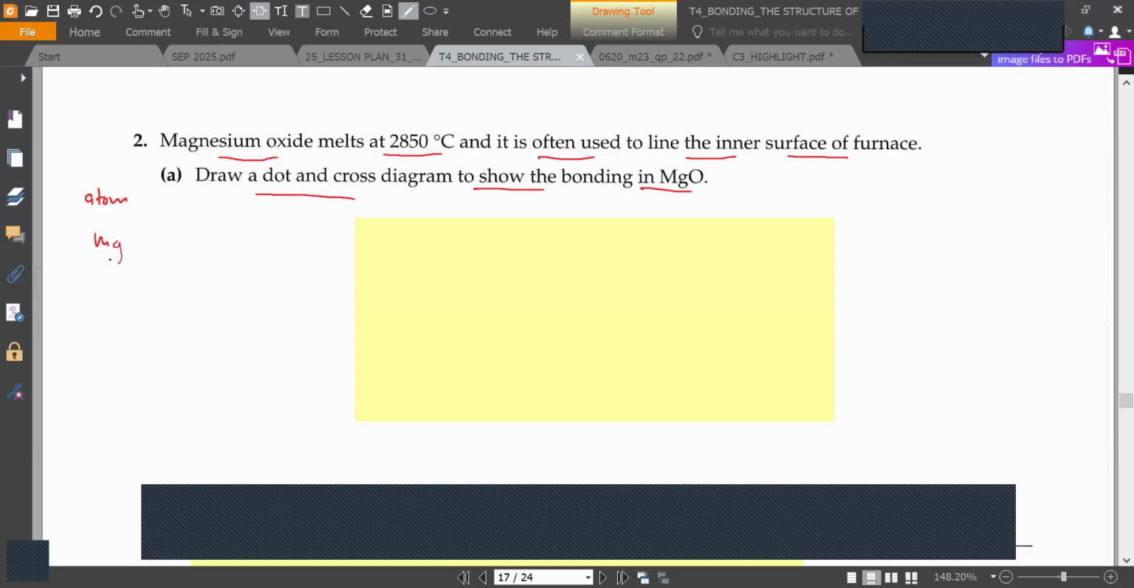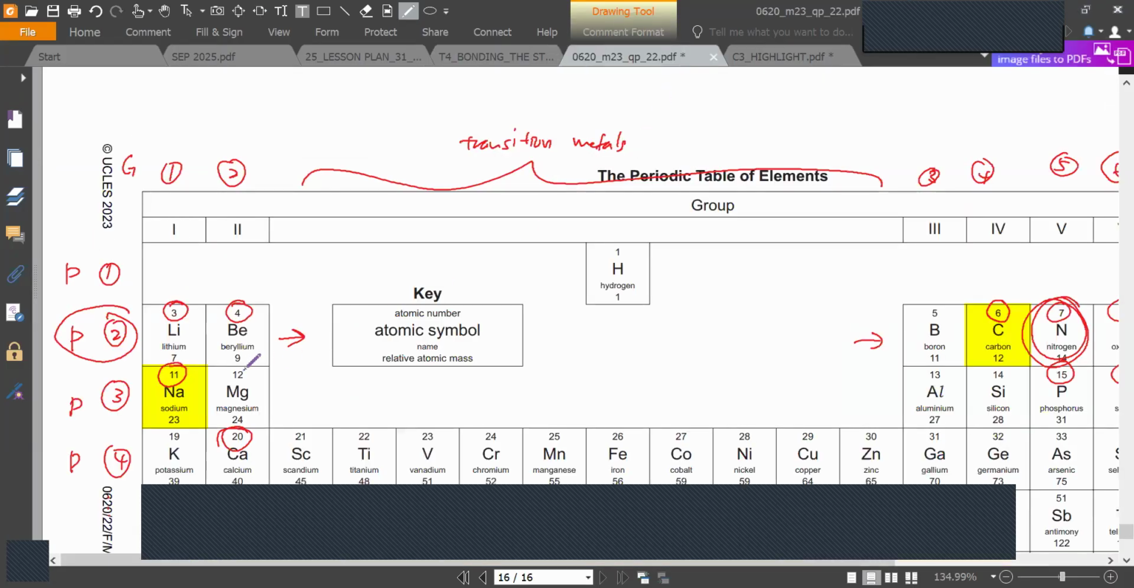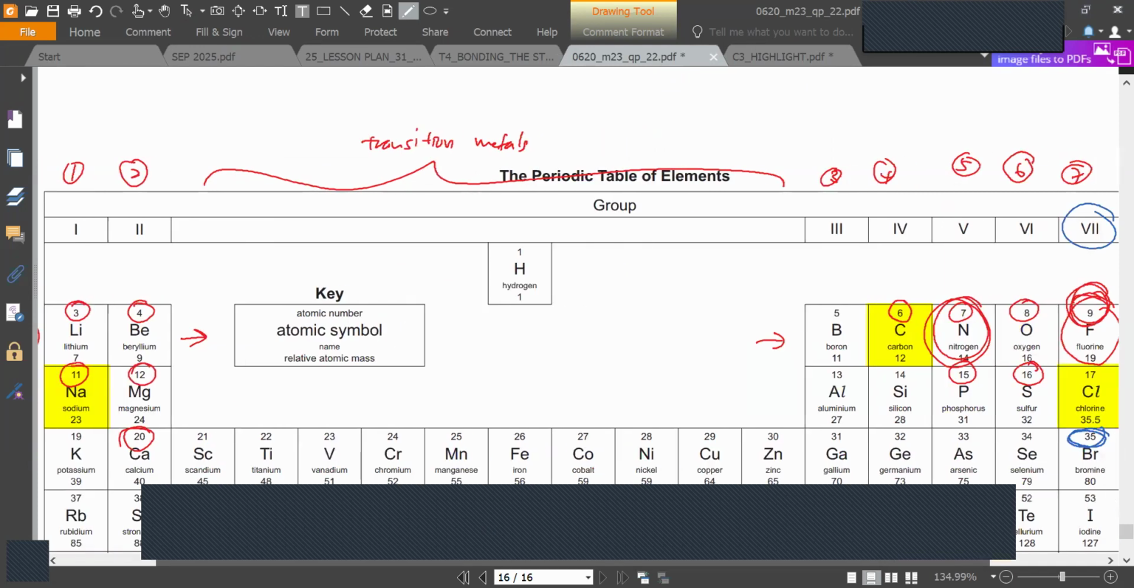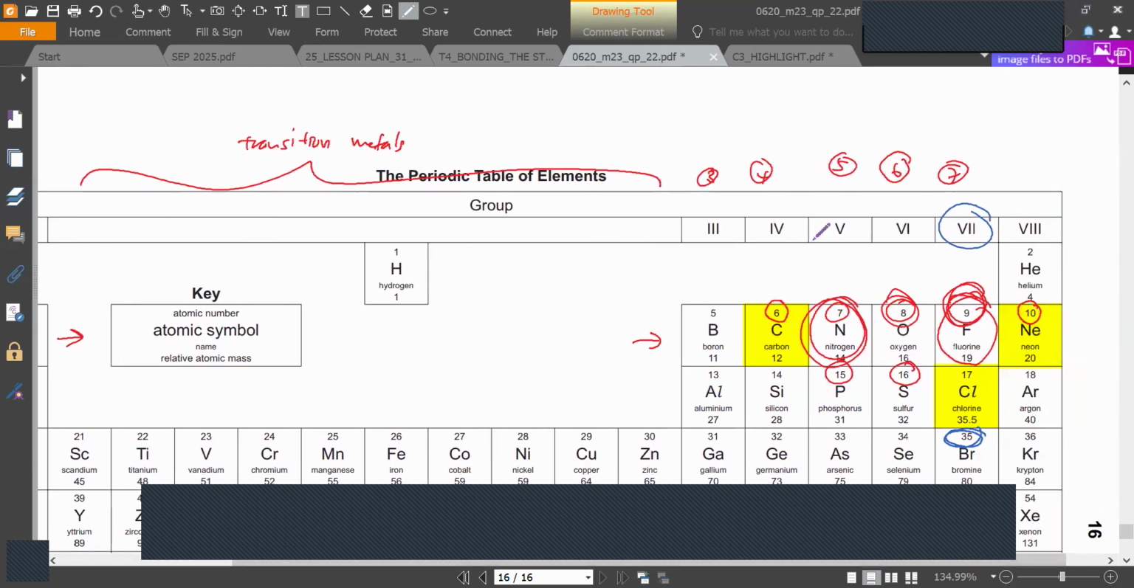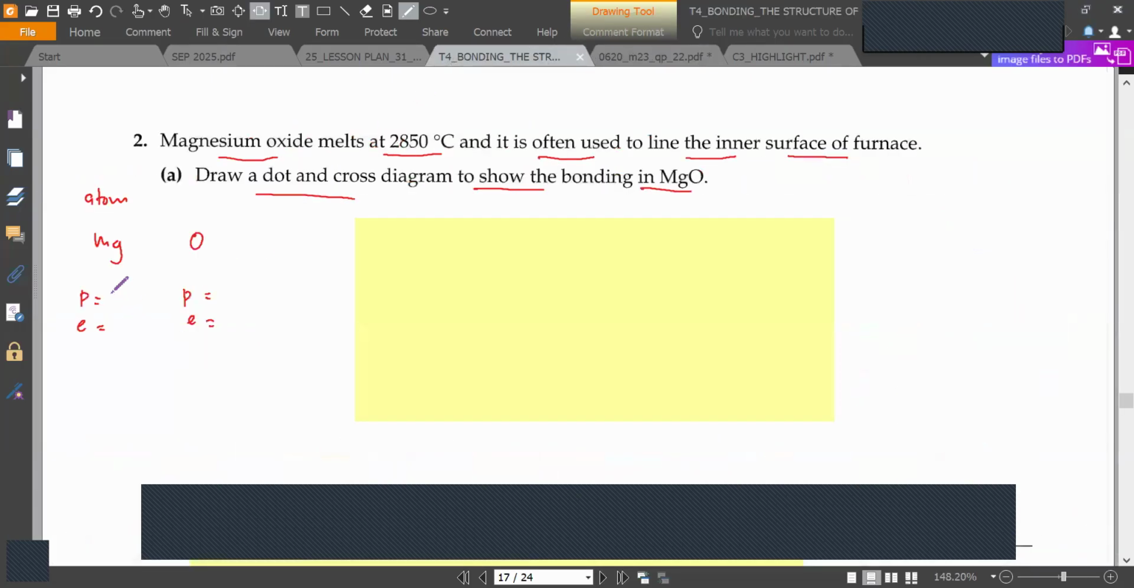Okay, magnesium, oxygen. Proton, electron, proton, electron. Magnesium is 12, oxygen is 8. Okay, 12, 8.